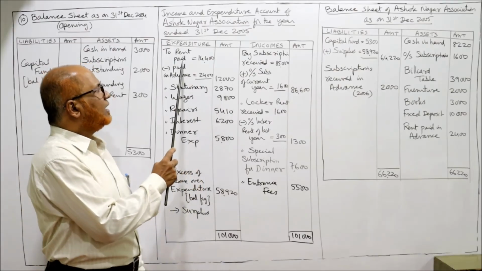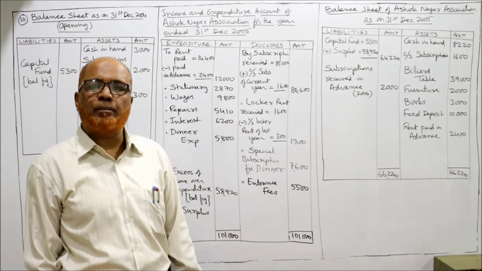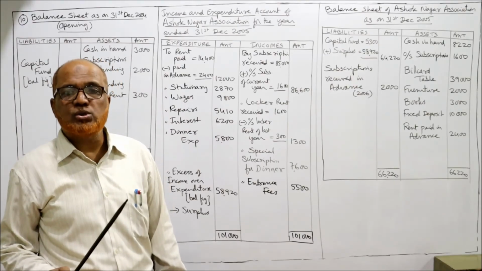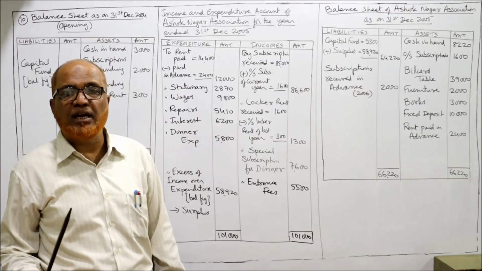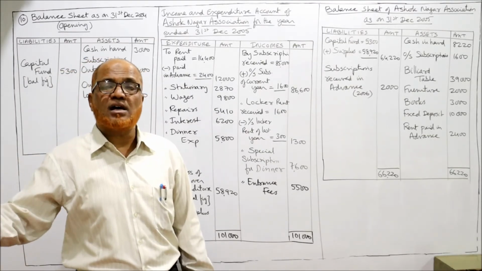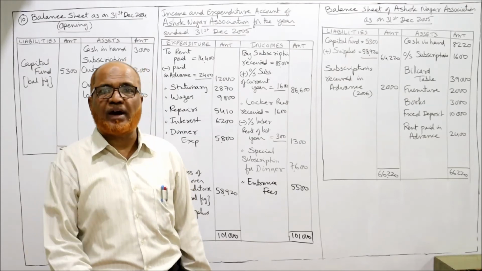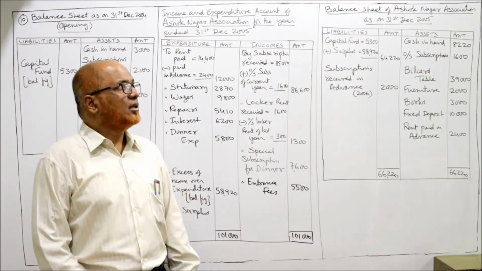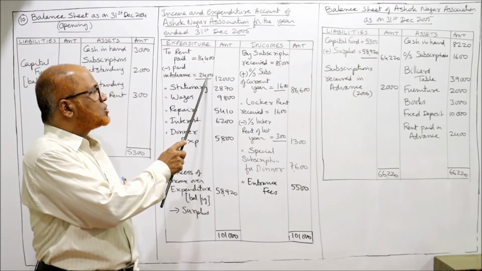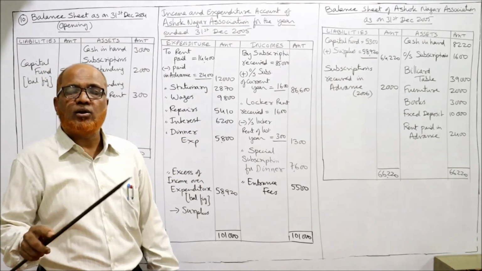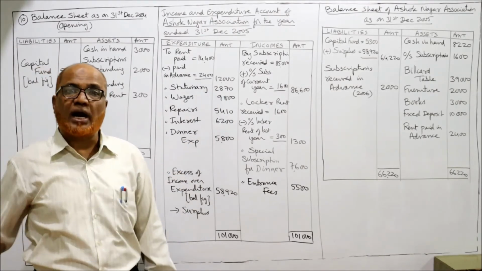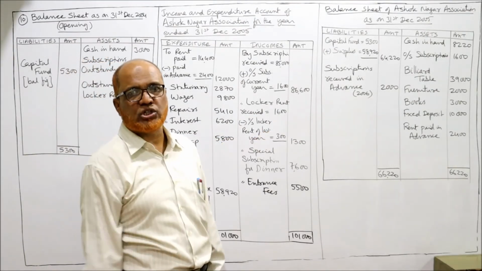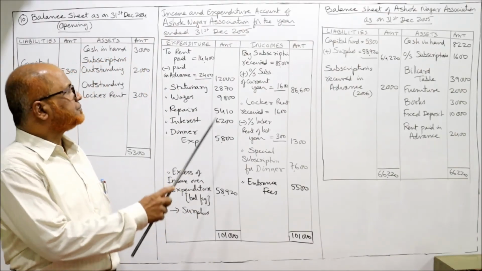Now expenditure. Rent paid 14,400. On the payment side, the first item is rent paid 14,400, but in adjustment it is given that 2,400 rent is paid in advance. That means the rent of the coming year 2006 was paid in 2005 in advance, so remove it, because we need only the current year's rent. So 14,400 minus 2,400, and 12,000 rupees is the rent of the current year. Now this 2,400 paid in advance is prepaid, and that will again appear on the asset side of the balance sheet.